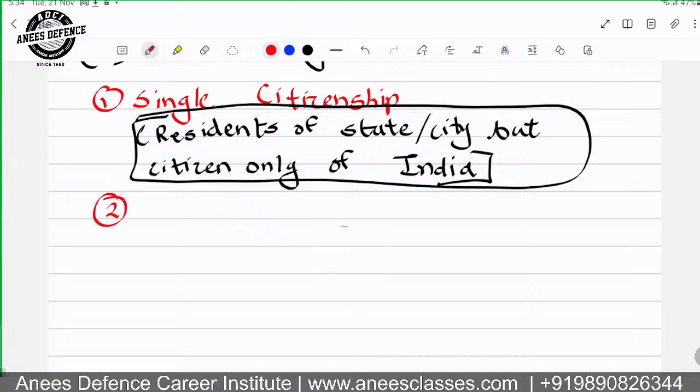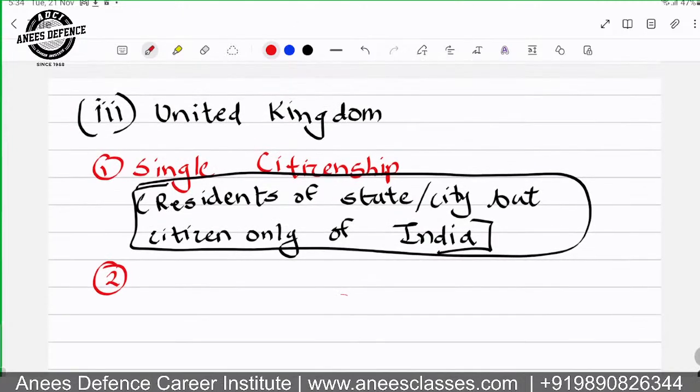Next is, actually many people describe themselves as American Indian, but you can only always be a citizen of India if you're a citizen of India. You cannot be a citizen of two or more countries. Next thing is, single citizenship promotes national unity.